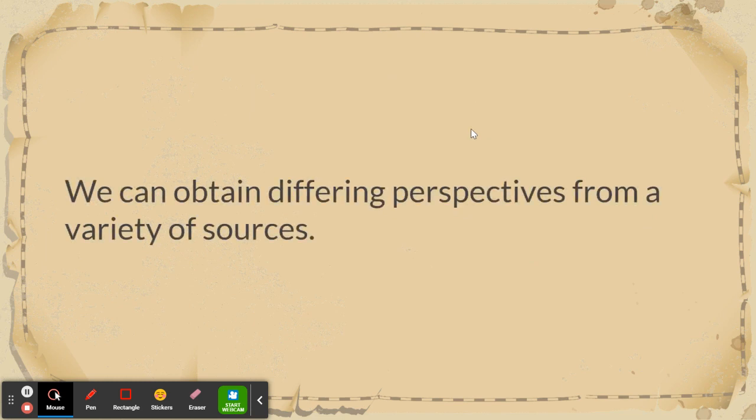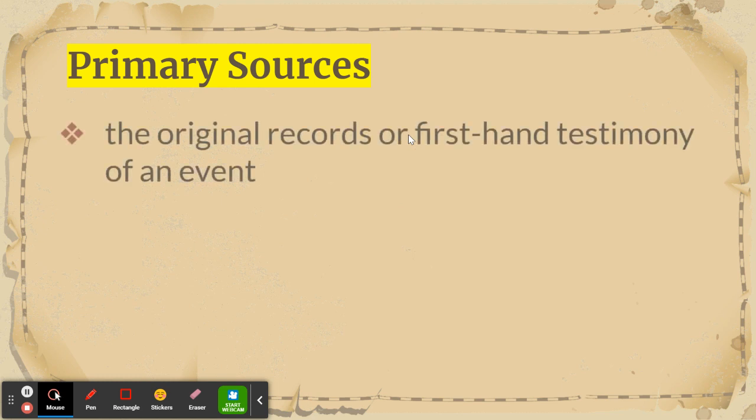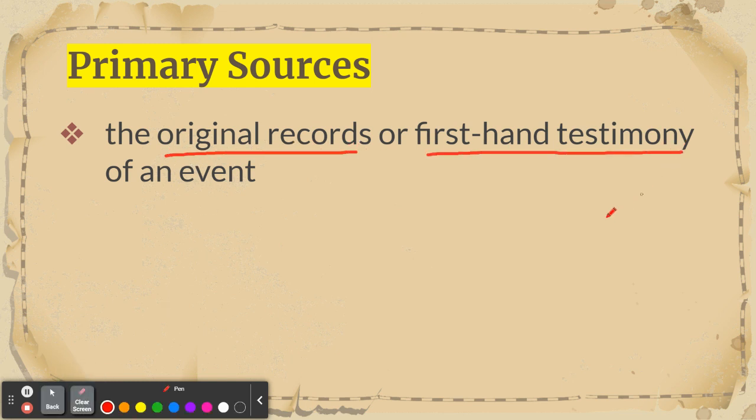We can obtain differing perspectives from a variety of sources. And there are a few different types of sources. The first type are primary sources. And these are original records, or first-hand testimony of an event. Right? So they were original records, or first-hand testimony. They were usually there at the event.